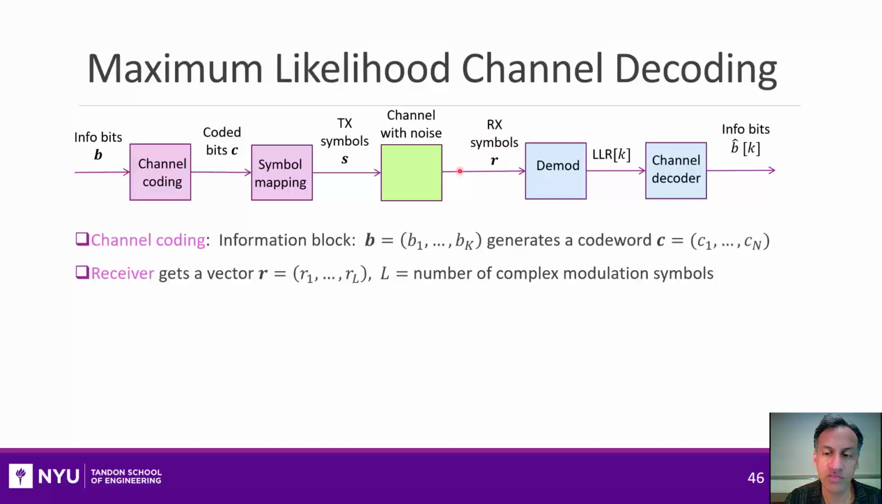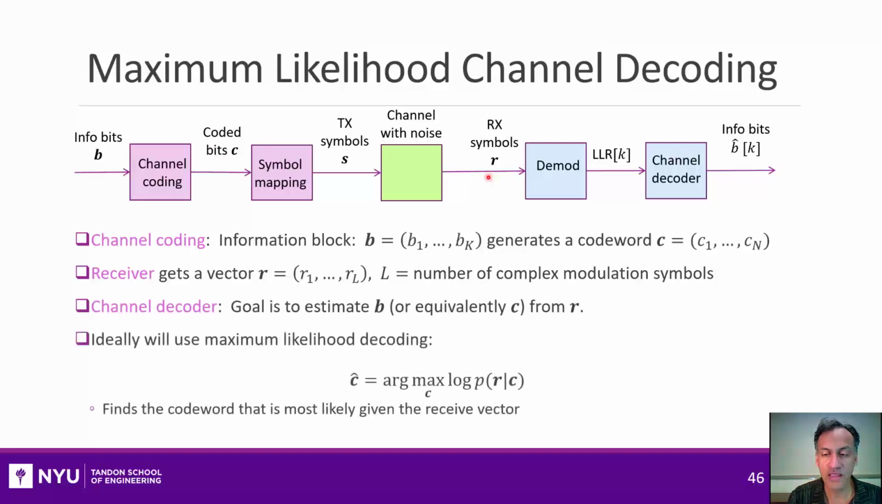And then you get a received vector, and what you want to do is estimate the bits, either the information bits or equivalently the coded bits, from that received vector. Now, the way you can do that in principle is basically the same maximum likelihood decoding. For every possible code word, I could look at the probability that I got this vector and then pick the code word that had the highest likelihood. So in principle, it's easy. Computationally, though, it's a different thing.